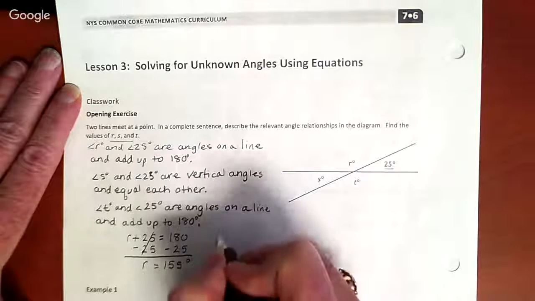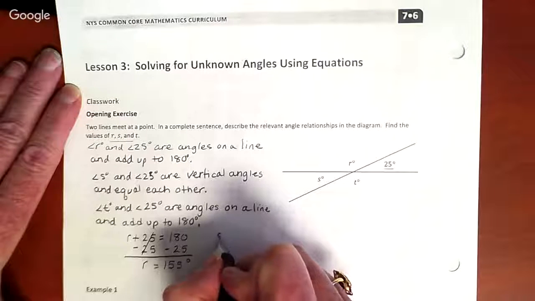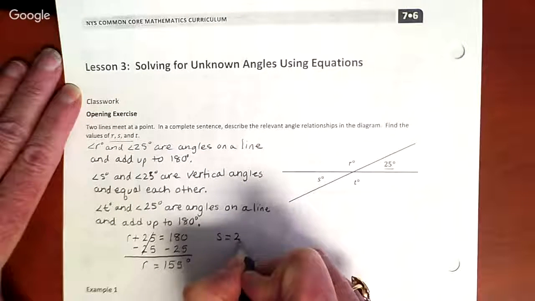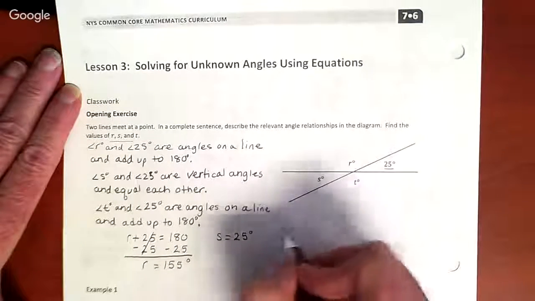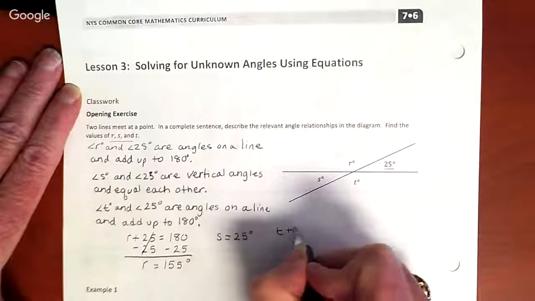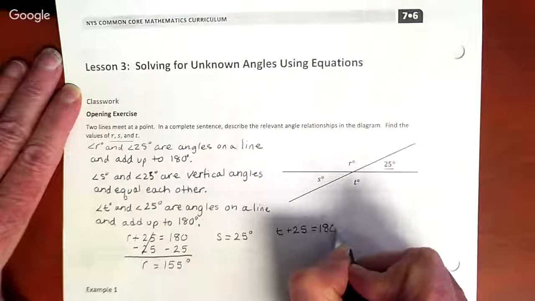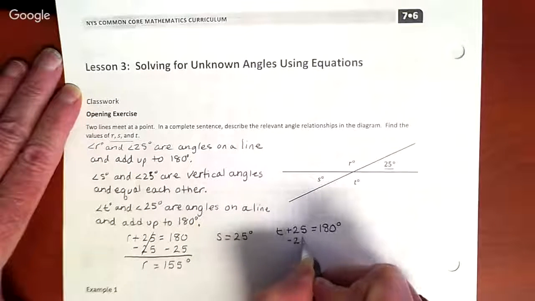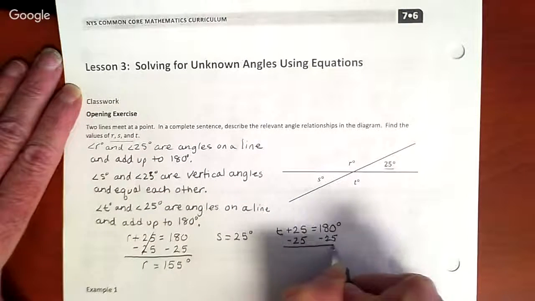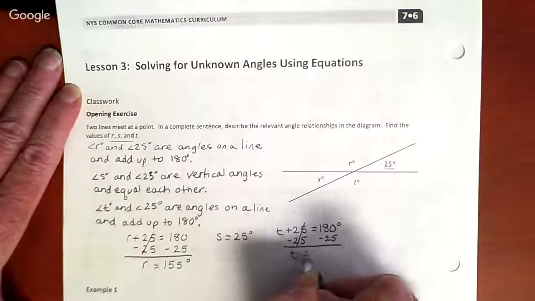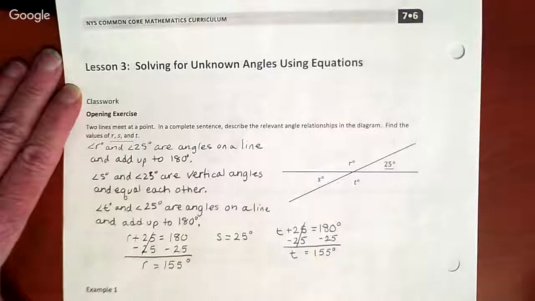Next, since S and 25 are vertical angles, we can say S equals 25 degrees. And last, we have T plus 25 equals 180 degrees. So if you subtract 25 from both sides, T equals 155 degrees.